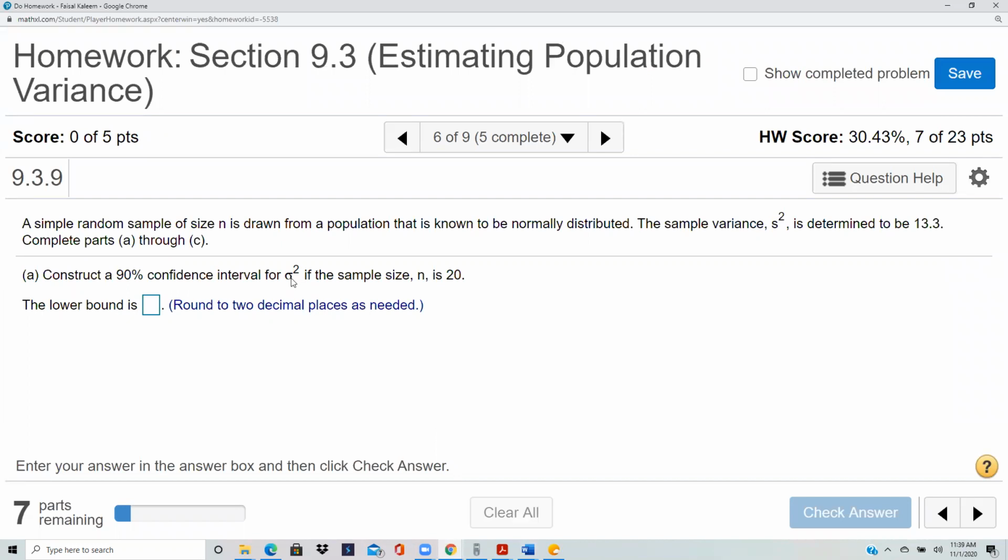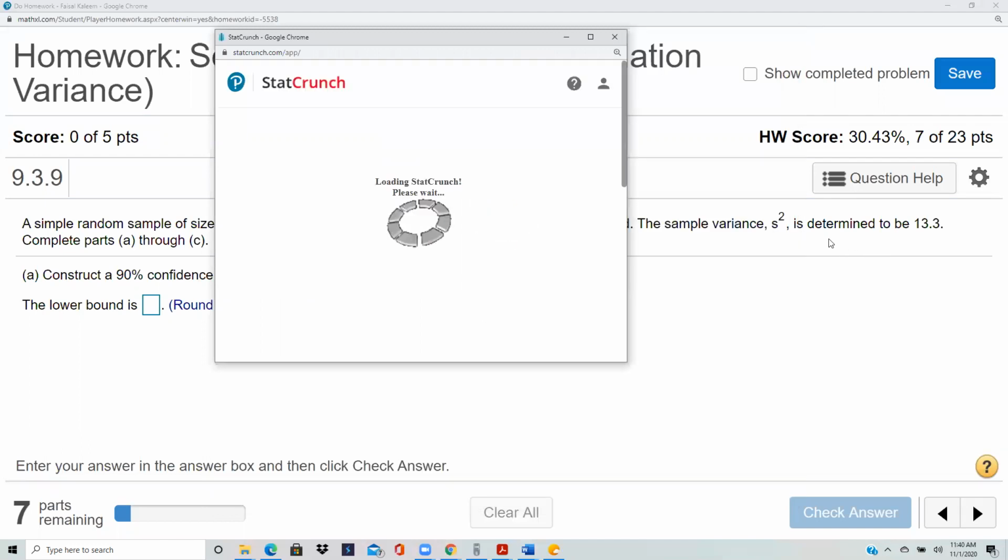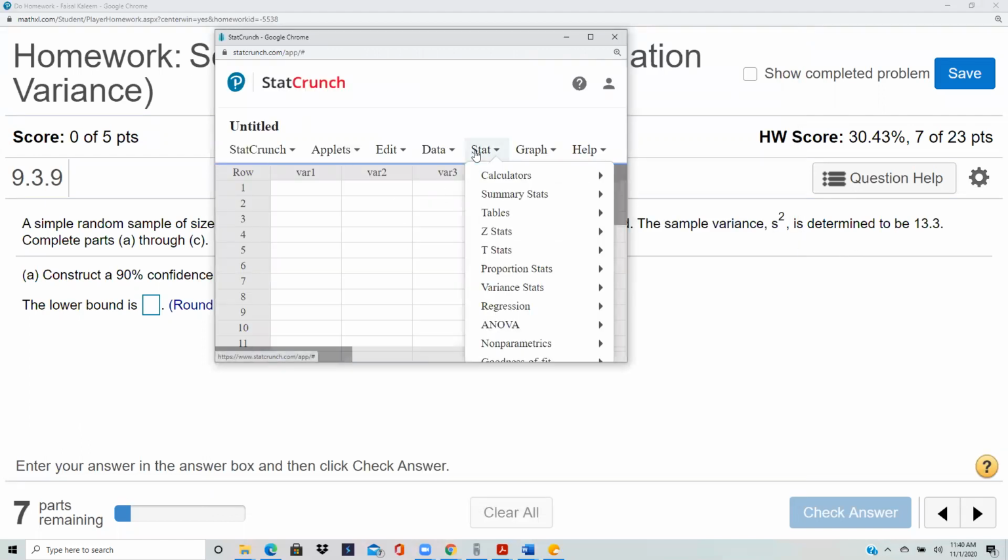Remember, sigma square is the notation for population variance. And so we will have to use variance stats. And sample variance is 13.3. Sample size is 20. 90% confidence interval. So let's go to variance stats, StatCrunch. Okay, so stats, variance stats, one sample with summary. That's what it's usually going to be unless the problem is telling us that it's something else.